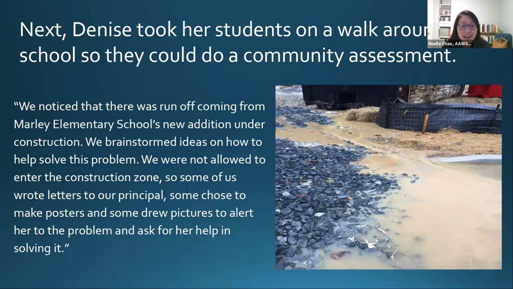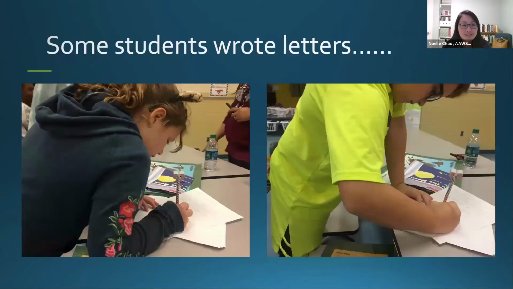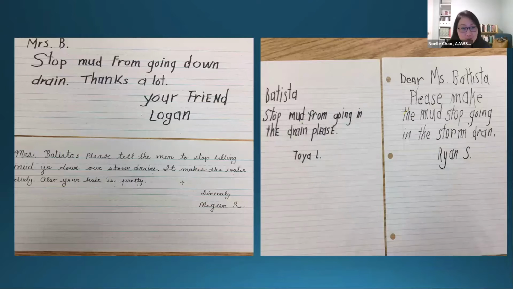So after Denise did that, and so apropos for the content you're going to have for the second half of tonight's session, she took her students on a walk around their school so they could do a community assessment. And while they were on that walk, they discovered this one area where there'd been some new construction and there was just such a bad erosion problem. And so Denise talked to the students and she was like, what can we do to get involved and make this better? And so on the next few slides, you can see the students decided to write letters. And here are the letters that they wrote to their principal.